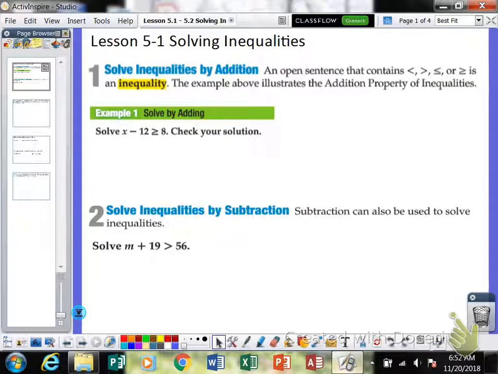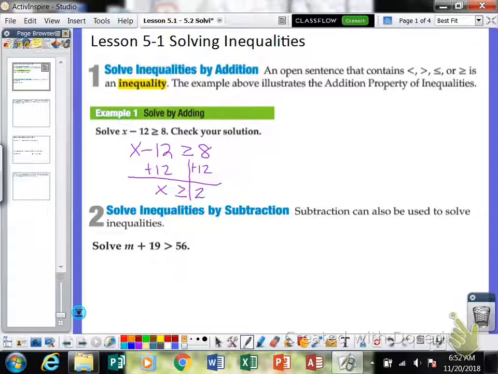So solve x minus 12 is greater than or equal to 8. So we're going to have more than one solution. So basically we're going to solve this like we normally would if it were an equation. So x minus 12 is greater than or equal to 8. I draw my line. We add 12 to both sides. I get x is greater than or equal to 20.